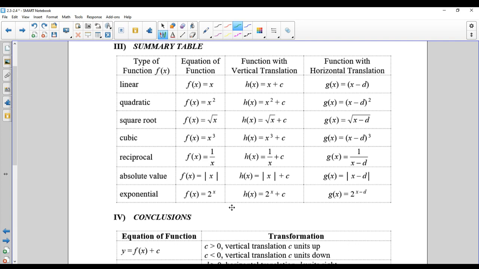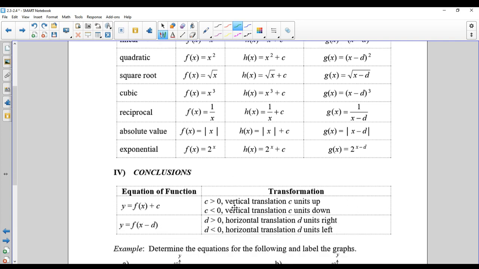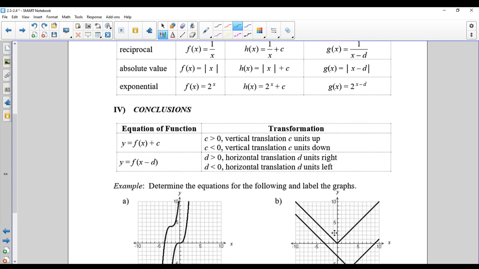So the conclusion to that: if the c is greater than 0, it's a vertical translation, c units up. If it is a negative c, then it's a vertical translation, c units down. If d is greater than 0, there's a horizontal translation to the right. If it's less than 0, then it's to the left, and so on.